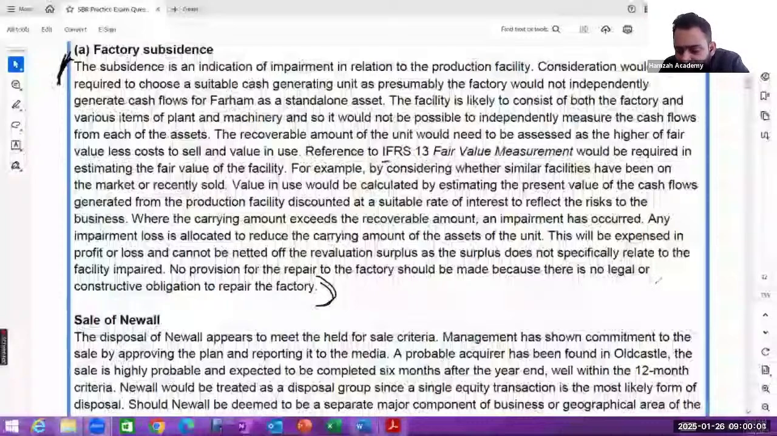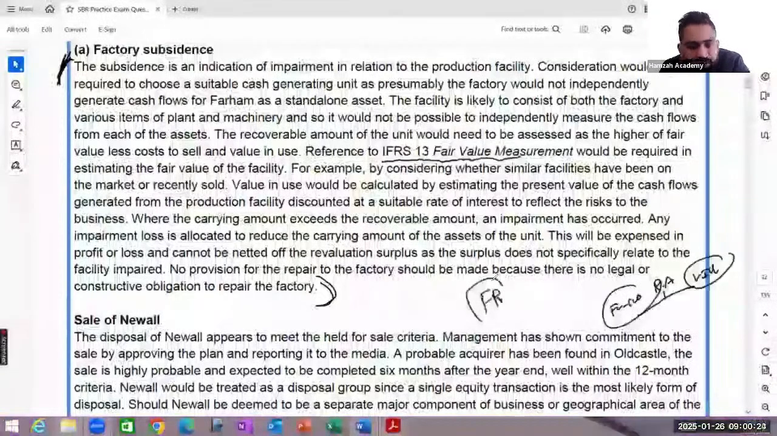Now you people know that recoverable amount is higher of fair value less cost to sell and value in use. For the time being, I'm assuming the knowledge of financial reporting. I'm assuming for the time being that you are familiar with that knowledge. So recoverable amount is higher of fair value less cost to sell and value in use.